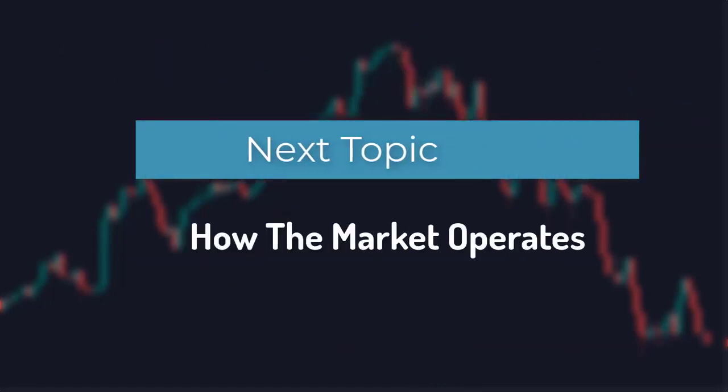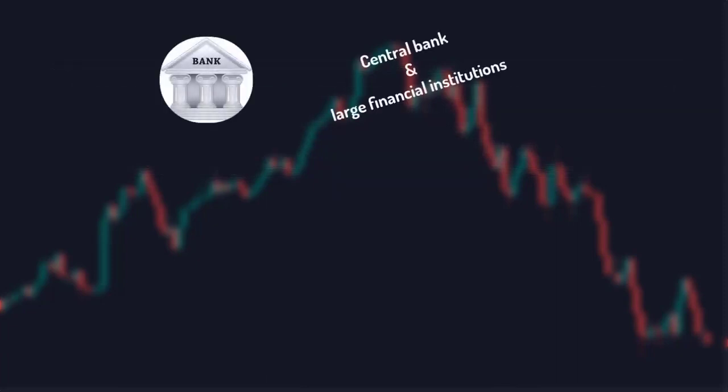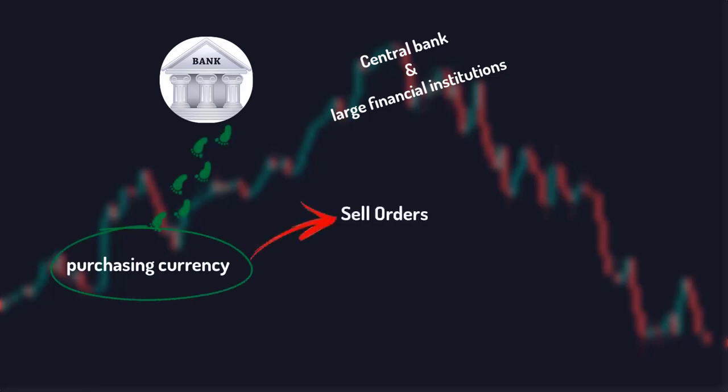market operates. Each time a buy position is executed in the market, there must be someone on the other side willing to sell to fulfill the corresponding buy order, and vice versa. Now let's imagine that large financial institutions are interested in purchasing a currency pair with a large number of orders. To do this, they require a significant number of sellers and corresponding sell orders in the market. This is essential because without available sellers in the market, no transactions can take place.